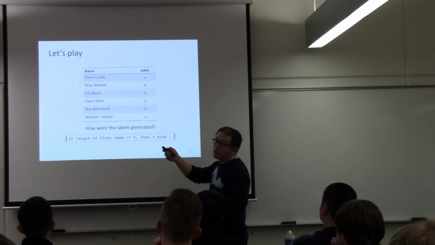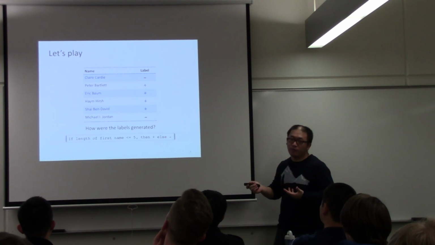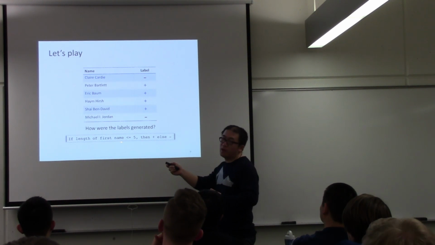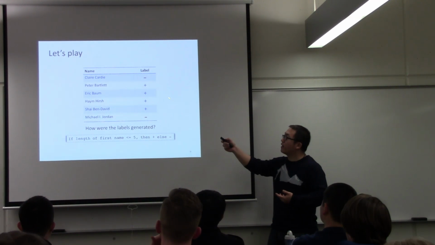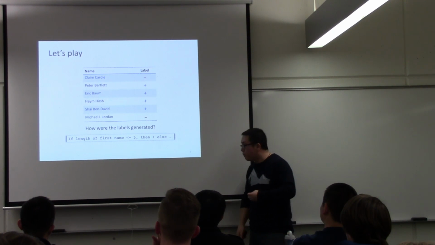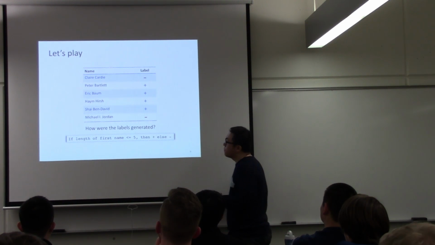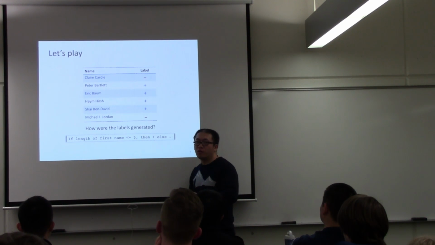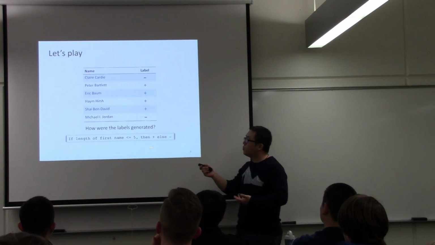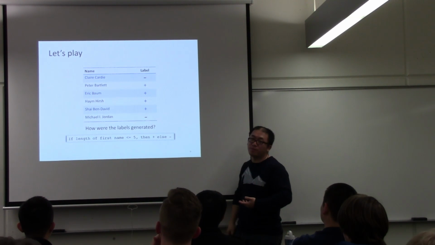Look at the second instance. The first name is Peter, so the length of the first name is 5, which is less than or equal to 5, so we produce a positive label. This is also correct. If we examine the third, fourth, and fifth instances, the lengths of their first names are all 4, less than 5, so we produce positive labels. They are also consistent.